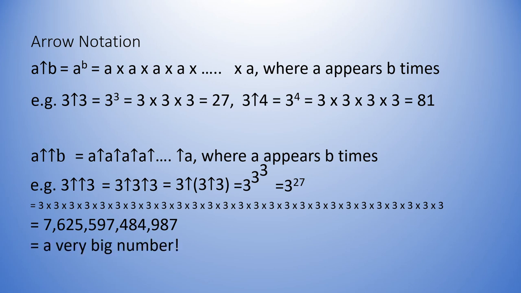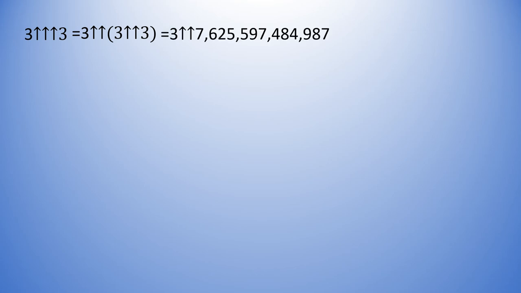That is a very big number. So 3 up 3 is just 27. 3 up up 3 is 7.5 trillion. It gets big very, very quickly. However, that is nothing at all. We go further. 3 up up up 3. That is 3 up up brackets 3 up up 3. Now the bit in the brackets is that 7 trillion number.